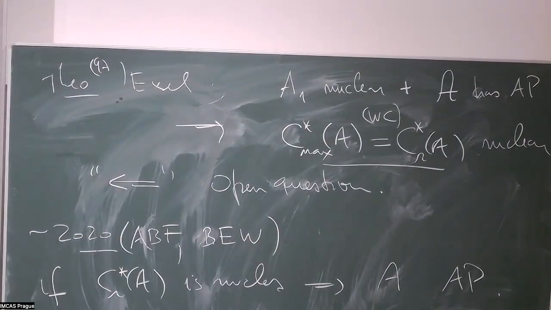What is not clear, even in a very simple situation, even if you come from an action, is whether the weak containment alone implies amenability or the weak approximation property. Under certain conditions, one can prove some partial results, but it's still unclear in general. It's a very hard problem, it seems. Any further questions?